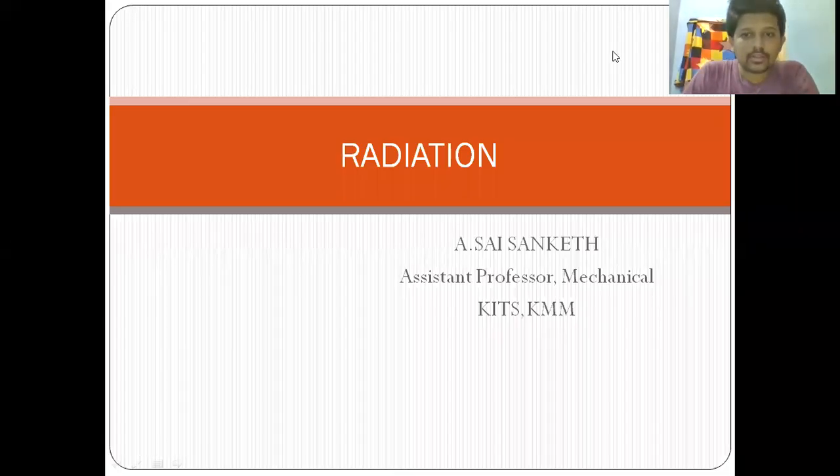Right, good morning, guys. Today's class is regarding radiation. This is the fifth unit topic for heat transfer. So far, we are already done with the concepts regarding conduction and convection.